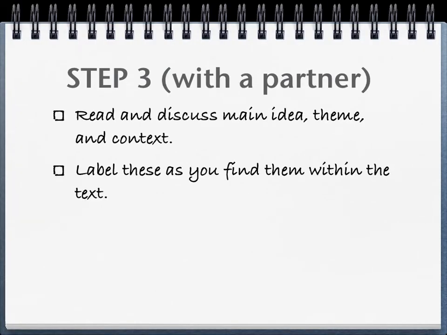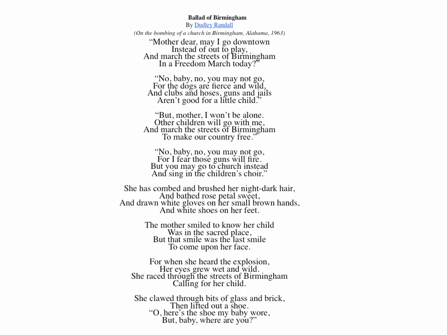Okay, we are ready for step 3, which says to do it with a partner, but you're going to do it by yourself today. So you need to read and discuss the main idea, theme, and context, and then you need to label these in the text as you find them. So let's take a look at our text. I want you to think about the main idea. That is the most important idea expressed in a paragraph or essay that the author wants you to know. So I want you to pick one of these stanzas that you think is the main idea, just one stanza, and write a little MI for main idea next to it. You can pause the video while you do this.